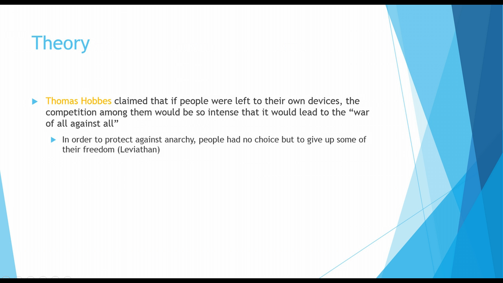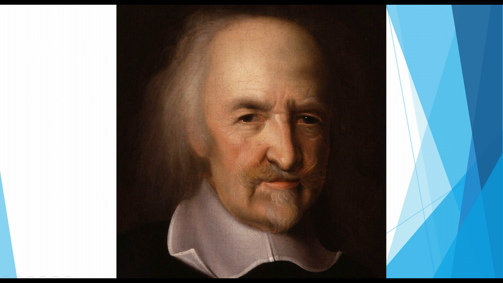One of the individuals that really pushes this idea of individual freedoms and individual thought is Thomas Hobbes. Thomas Hobbes claimed that if people were left to their own devices, though, that competition among them would be so intense that it would lead to war of all against all. So what he decided is in order to protect people against anarchy, people had no choice but to give up some of their freedom. Now, some of their freedom. Thomas Hobbes is not one to talk about how all freedom should be given up, but what he does talk about is this idea that in order to protect ourselves from ourselves, we need to put some sort of leader in charge in order to make sure that we don't end up just killing ourselves. And this is Thomas Hobbes.